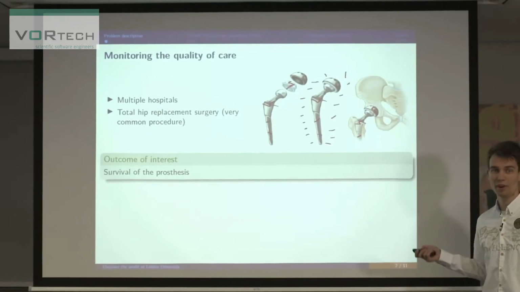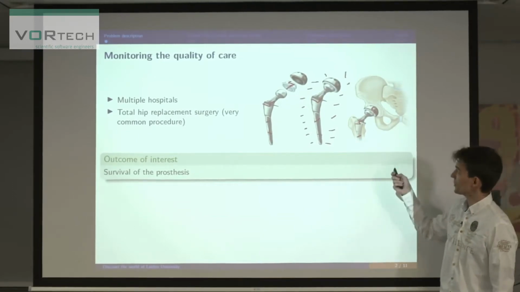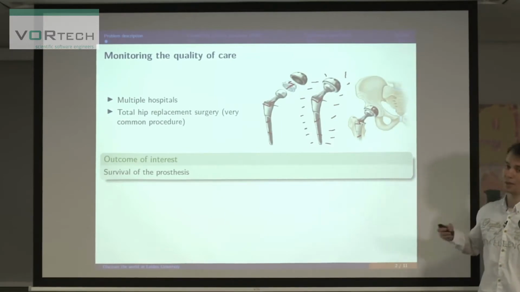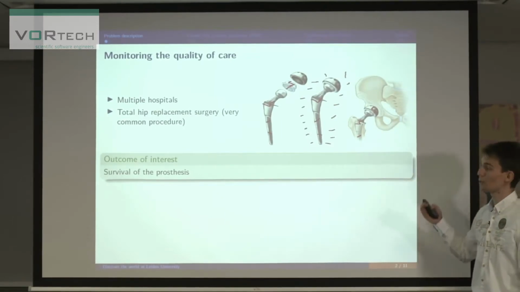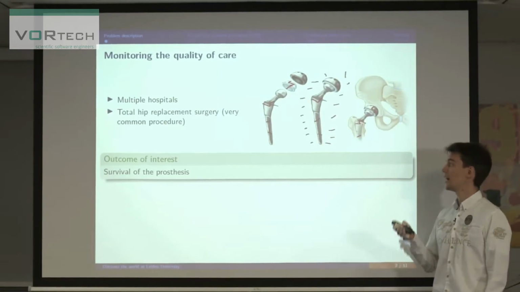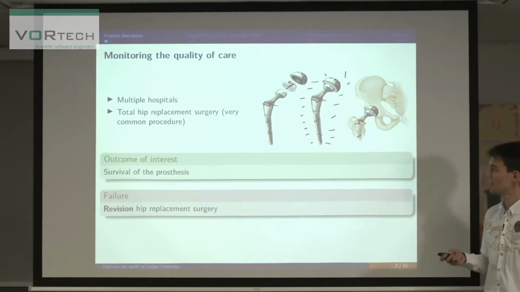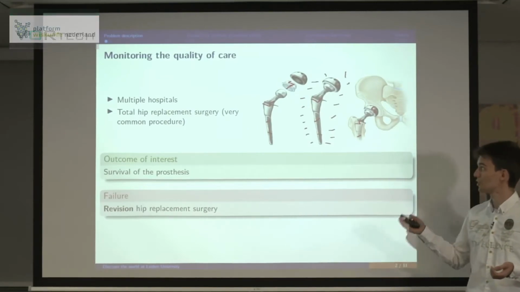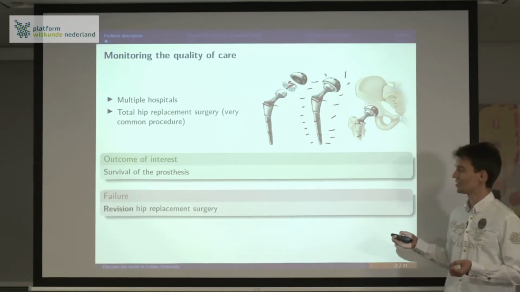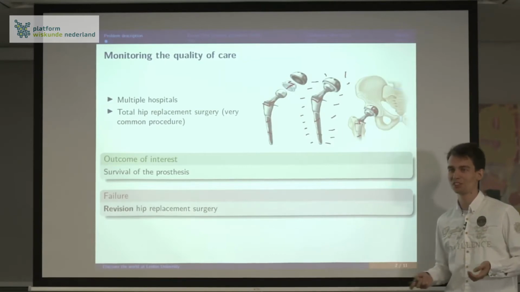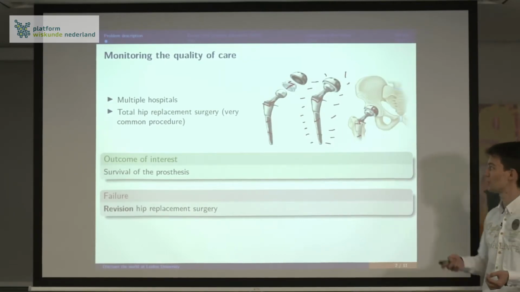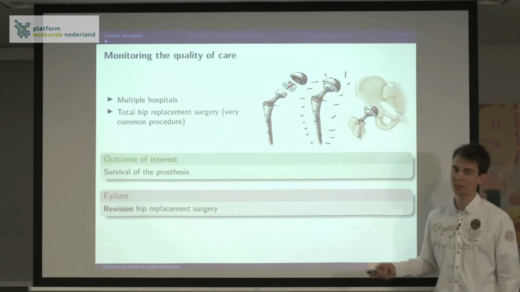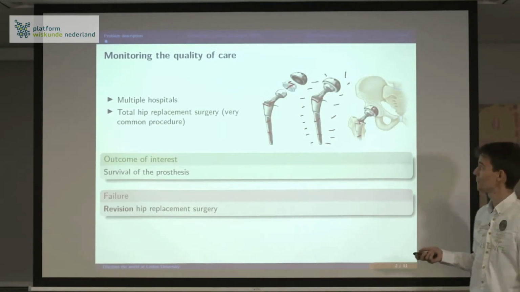What do I mean with survive? Well, after this prosthesis has been implanted, it can happen that the hip joint starts hurting again or something is wrong with the prosthesis, some complication. And in that case, it is necessary to perform another procedure, another surgery. And of course, this is not very nice for the patient. It's detrimental for your health when you have to undergo a second procedure. We call such a procedure a revision hip replacement surgery. Revision is an important word.